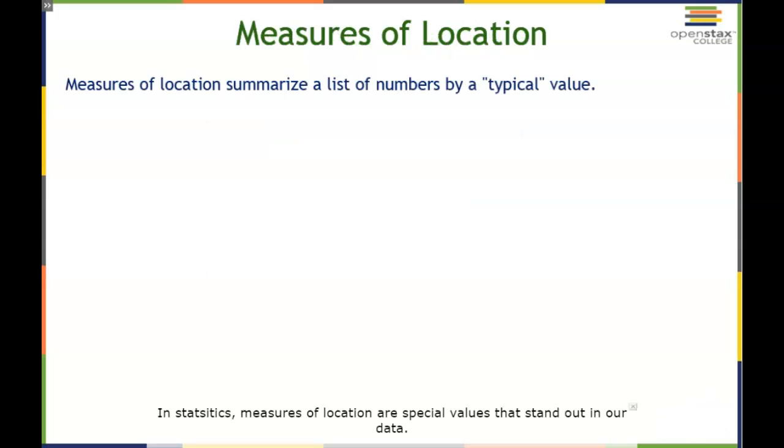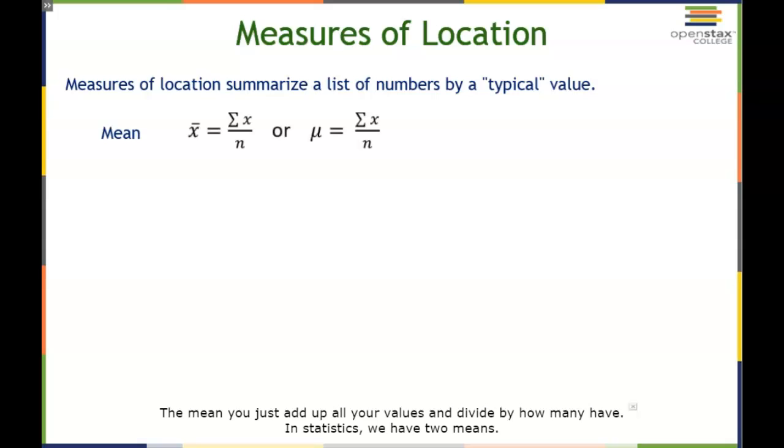In statistics, measures of location are these special values that will stand out in our data. You've already kind of been aware of some of these measures of location. The mean, aka the average, the median, and the mode you've probably learned about before in past math classes. The mean, you just add up all your values and divide by how many you have. In statistics, we have 2 means. We have the X bar, which is the mean for the sample, and mu is the mean for the population. Now, the calculation is exactly the same. You add up all the X values and divide by how many values you have.